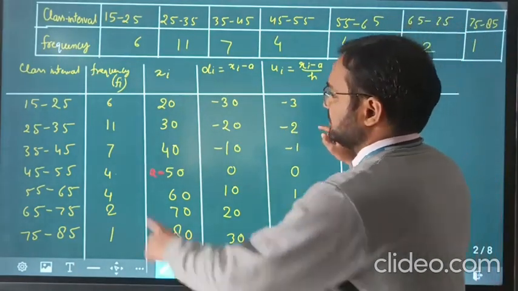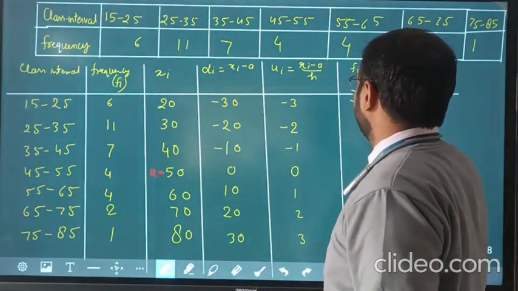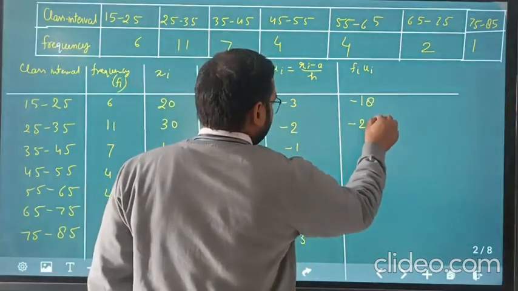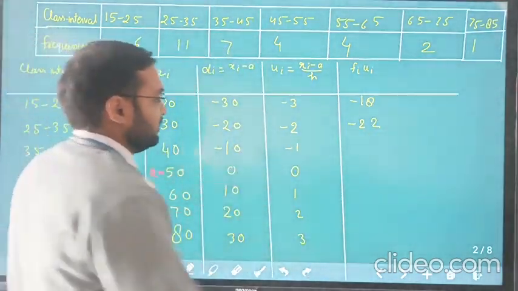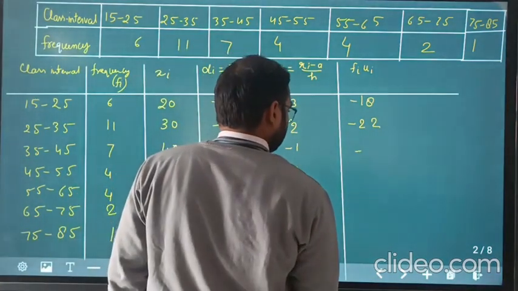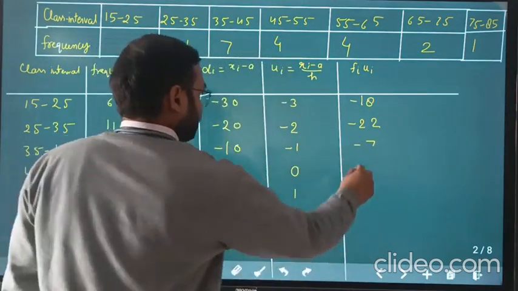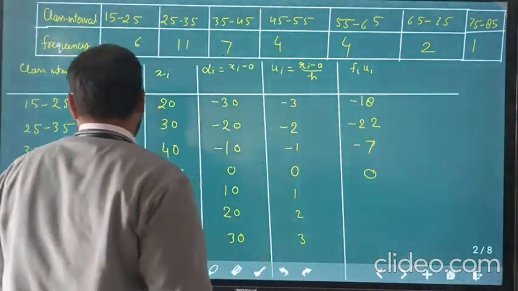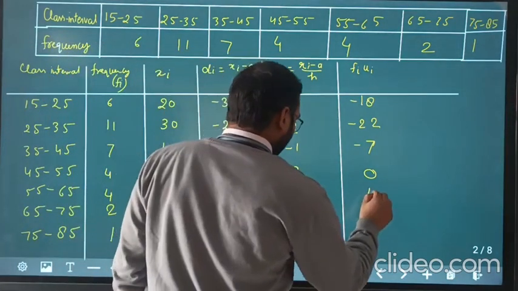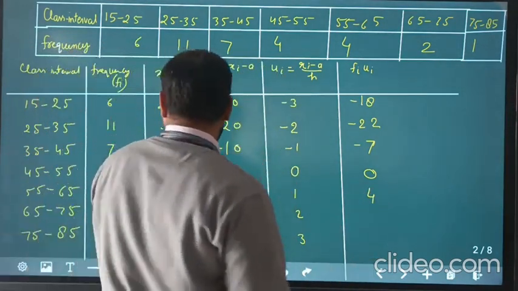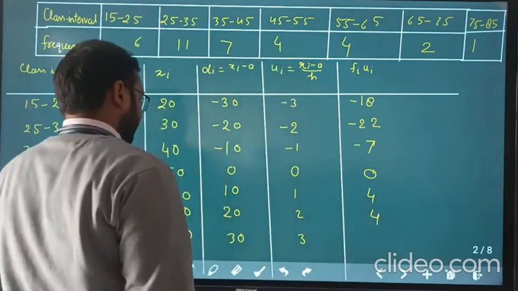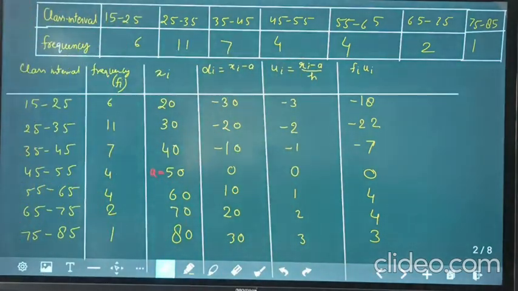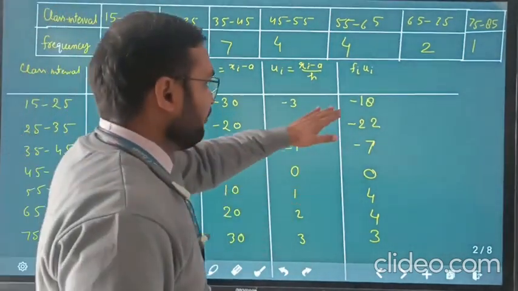So the first one will be 6 into minus 3, that is minus 18. Similarly 11 into minus 2, minus 22. 7 into minus 1, minus 7. 4 into 0, that is 0. 4 into 1, 4. 2 into 2, 4. And 1 into 3, that is 3. So we have the value of Fi Ui.